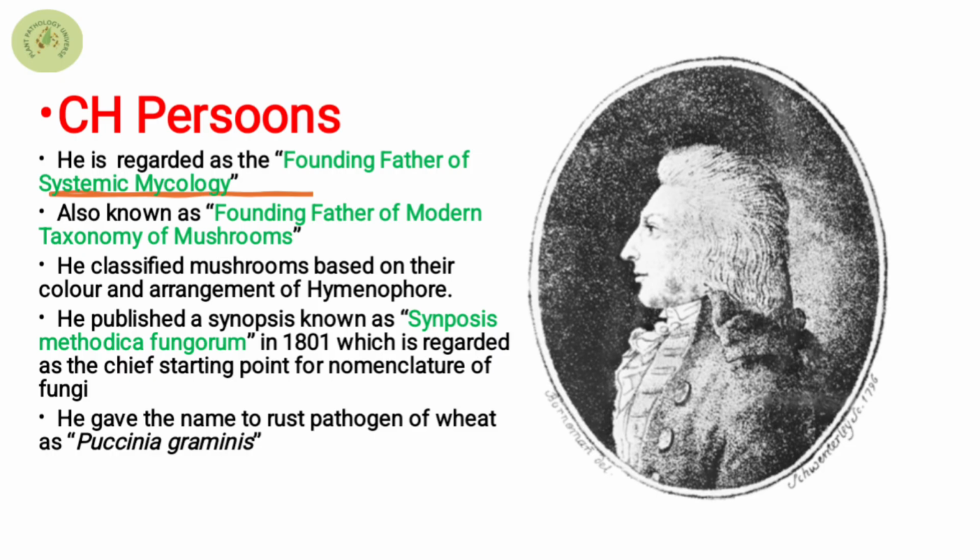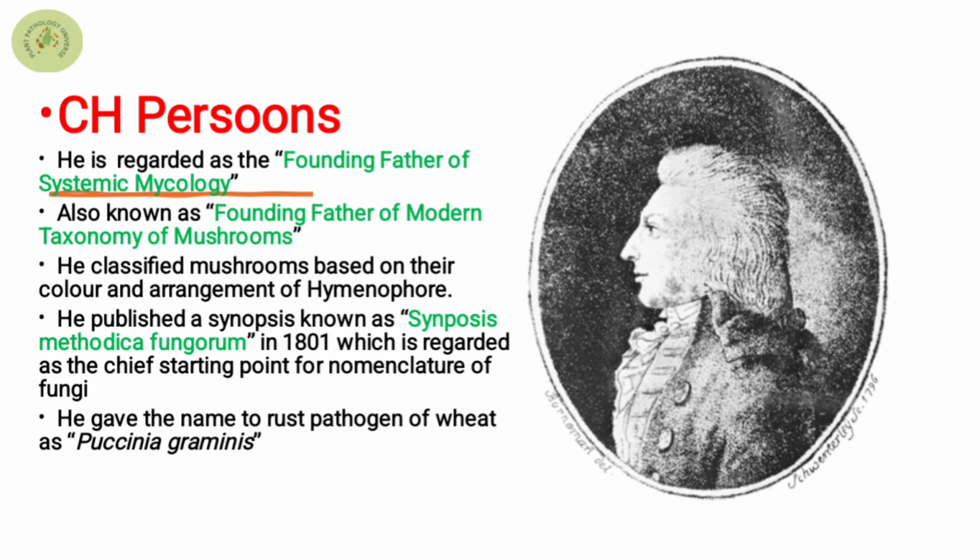So the main systematic work was initiated by Persoon, and he also published a synopsis, which is a very important one, known as Synopsis Methodica Fungorum, that too in 1801, which is regarded as the chief starting point for the nomenclature of fungi. From here onwards, the nomenclature of fungi has evolved, right? And he also gave the name to the rust pathogen of wheat as Puccinia graminis.